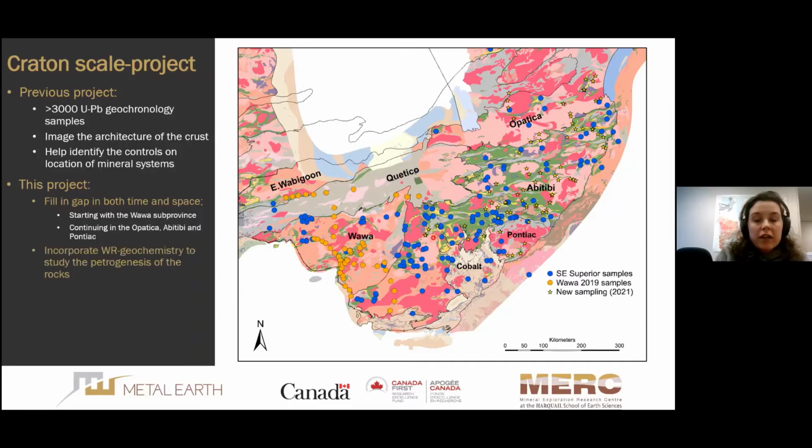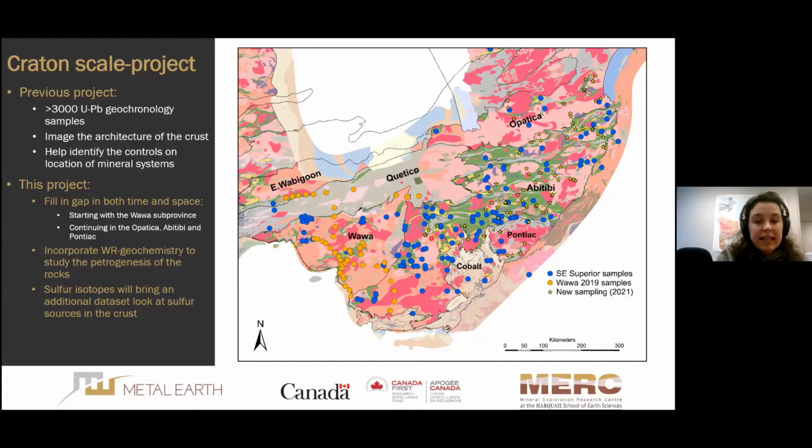And so another important factor for my project that adds to this Craton scale project is that I will look at incorporating the whole rock geochemistry to study the petrogenesis of these rocks. So I can look into variations of TTGs and occurrences of sanukitoids, which are important elements in the evolution.